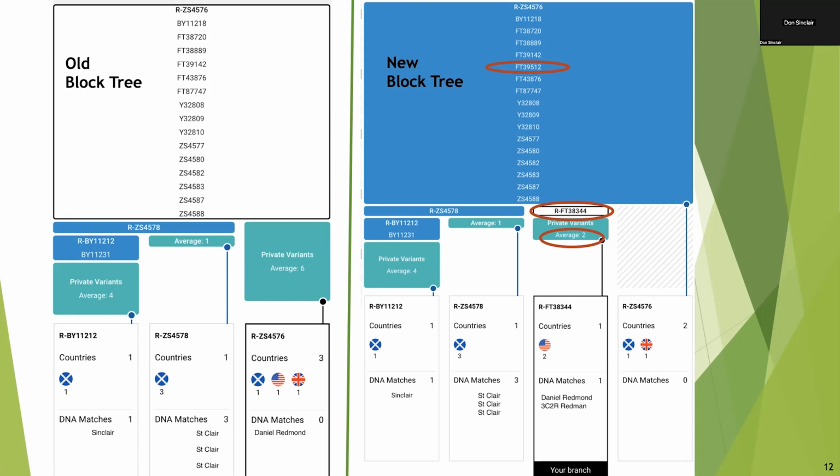Where do we find this information? Is it on FTDNA? Yeah, so if you've taken the Big Y, you'll have a block tree. It'll be on your home page. There'll be an actual section that says block tree, and just click on that, and that will take you to your block tree. Very good.